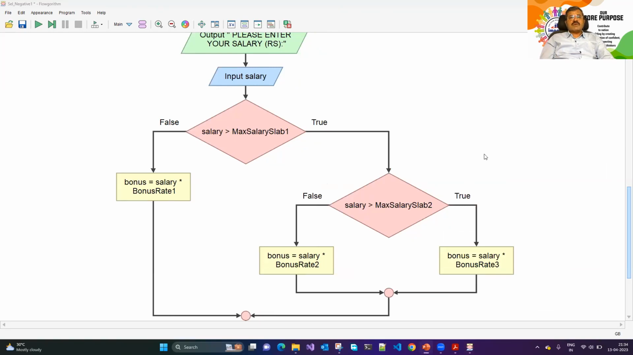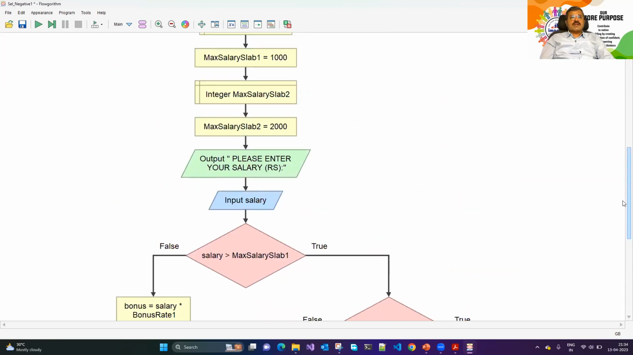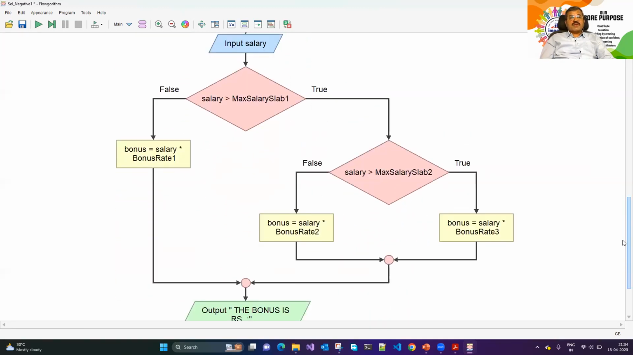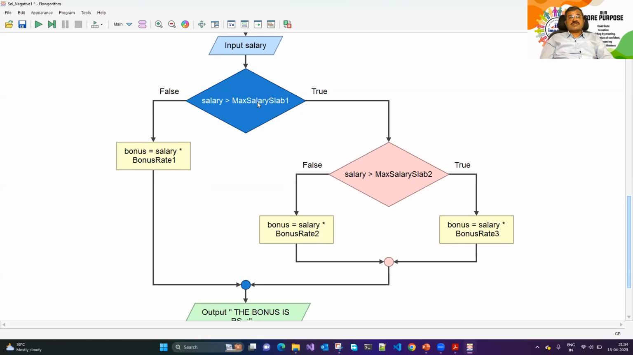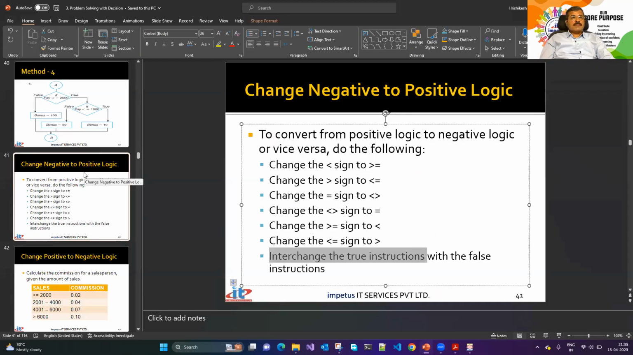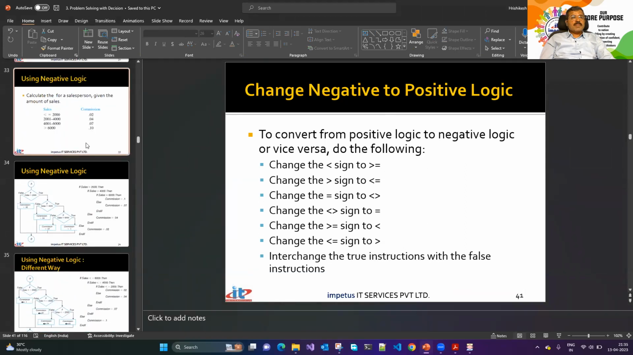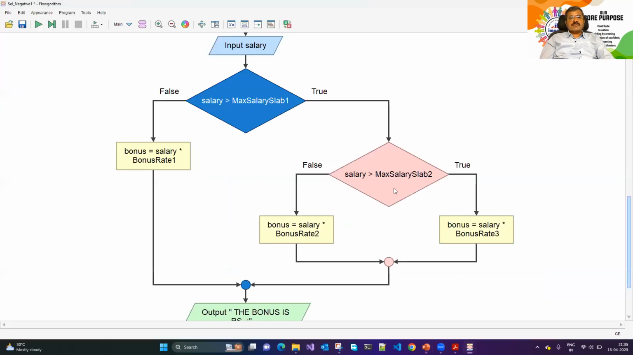So we have converted negative to positive, and then we come at the bottom and we display the result. So result क्या था अपना? Let's go at the bottom and see. Here it is. So what are we now saying? Watch it. We'll check for the next condition if the first condition is true. If the salary is greater than max slab 1, or slab 1 was 1,000 or 2,000. If the salary is greater than 2,000, then we'll check whether salary is greater than the next slab. So the next slab for us was 4,000.